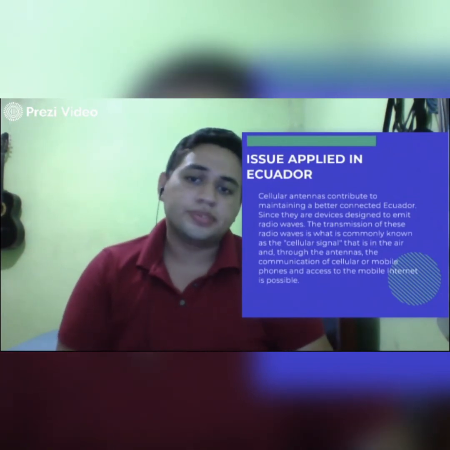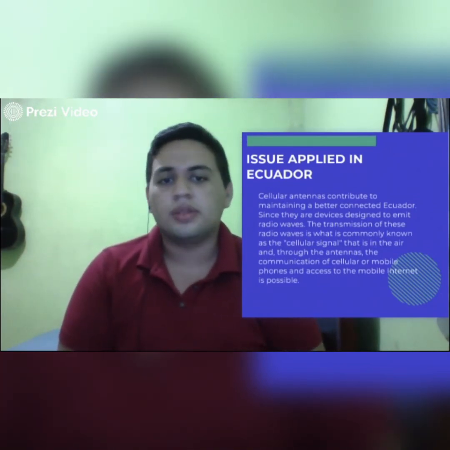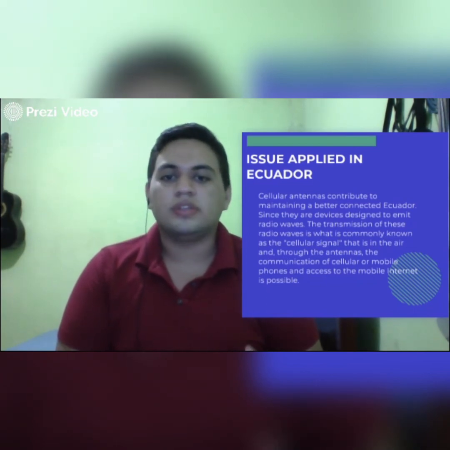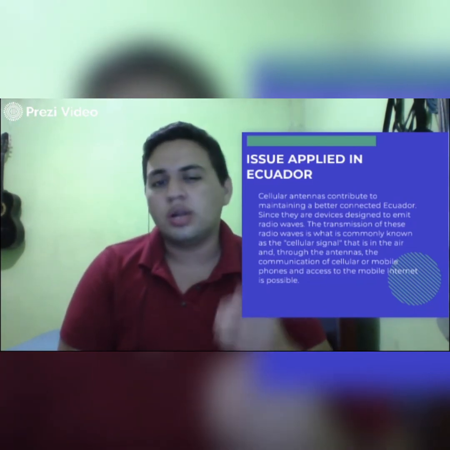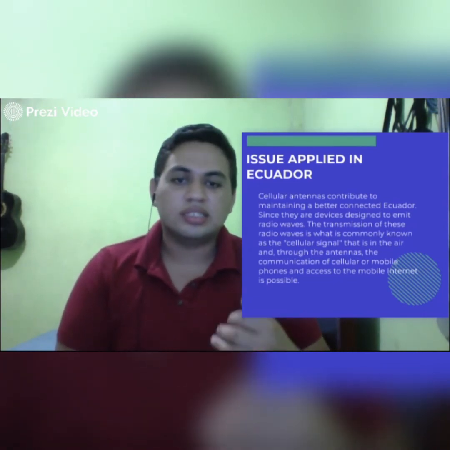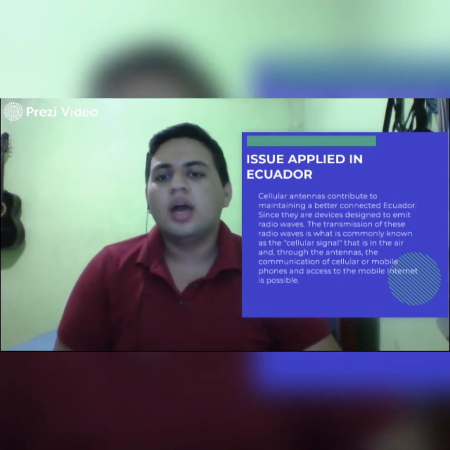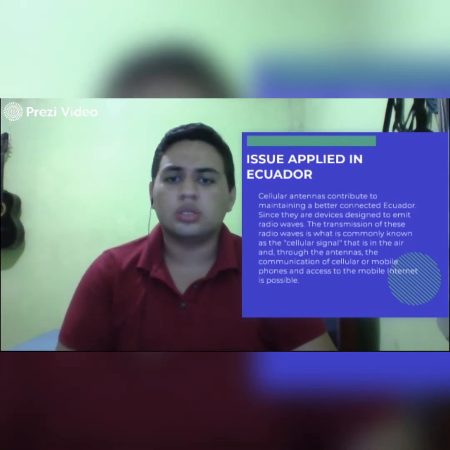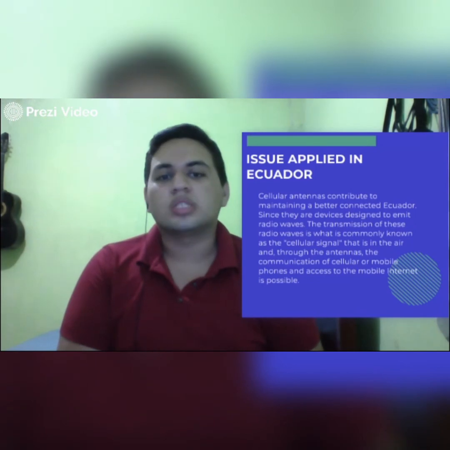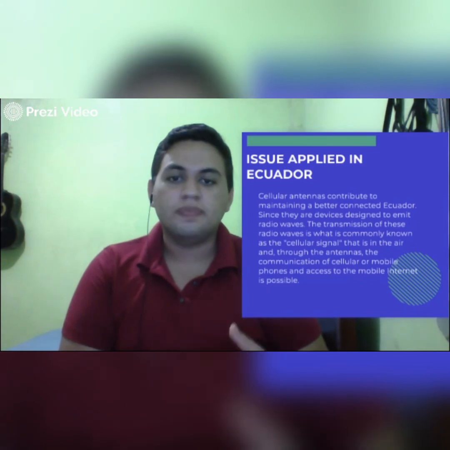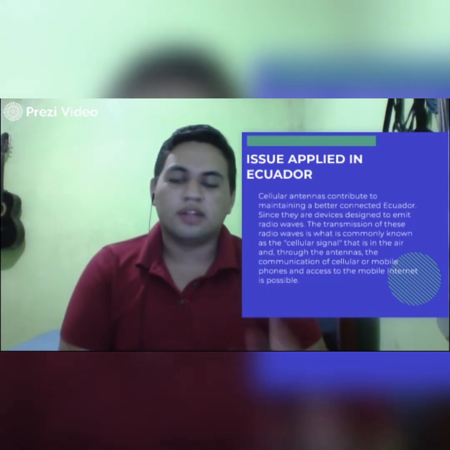Use applied in Ecuador. Cellular antennas contribute to maintaining better connectivity in Ecuador, since they are devices designed to emit radio waves. The transmission of these radio waves is what is commonly known as the cellular signal, and through the antennas, communication by cellular or mobile phones and access to mobile internet are possible. That is one of the technologies you use the most on a daily basis, and it has undoubtedly facilitated several daily activities on the cell phone.